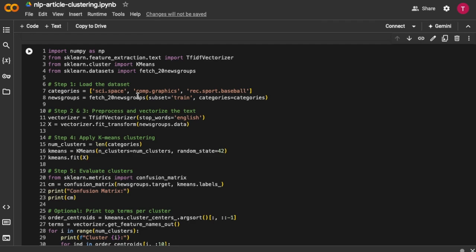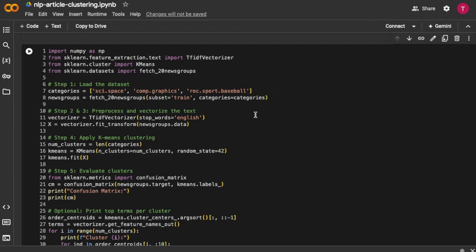In step 1, we'll load the dataset. Now here, instead of taking the entire dataset, I have narrowed it down to 3 categories within those 20 categories of news groups. I chose space, graphics, and baseball as the 3 categories I wanted to pull news articles for from this set. And I can fetch the data using a subset that is meant for training algorithms. So I have subset equals train, and then of course my categories equal the categories that I specified to further filter the data to those categories only.